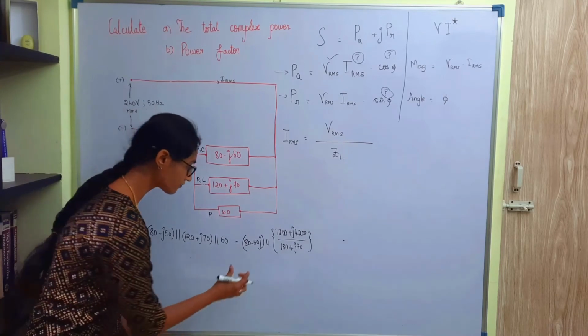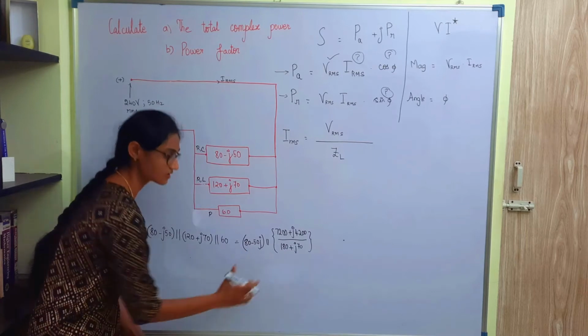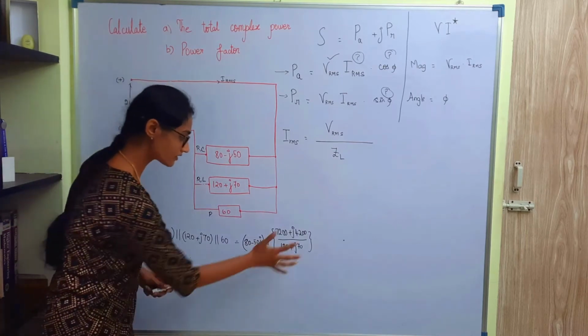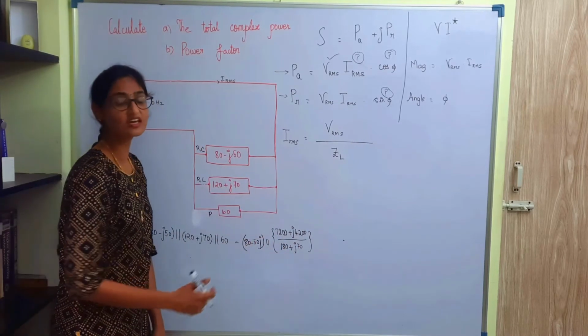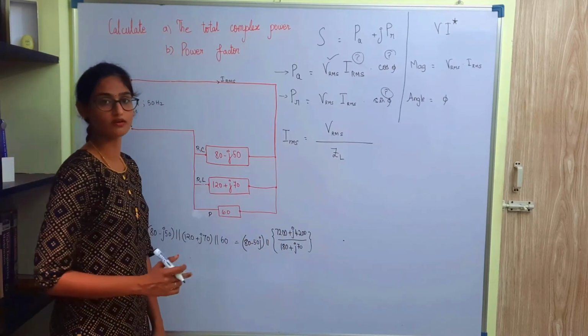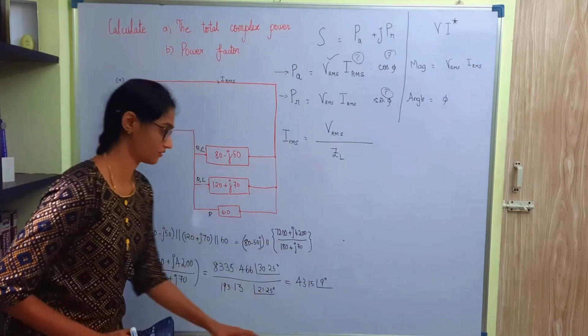So now we need to find out the product of these two divided by the sum of these two. For that, we will first simplify this term and then put it here. In order to simplify, we need to convert that into polar form. So we have converted this term into polar form.